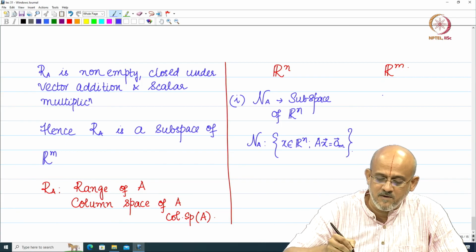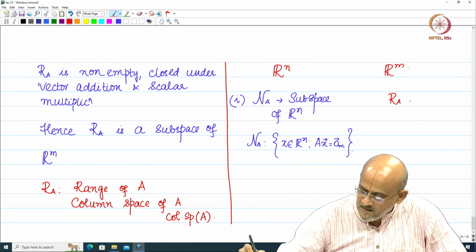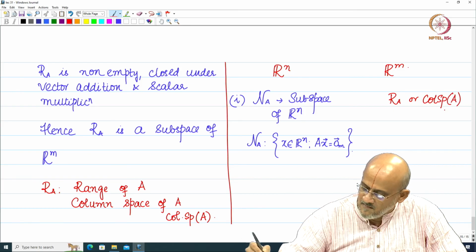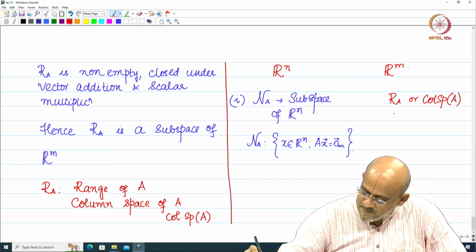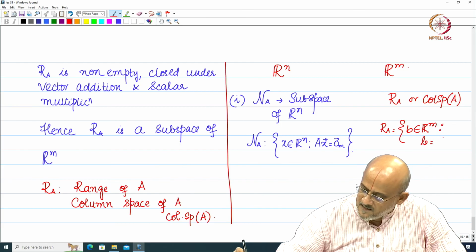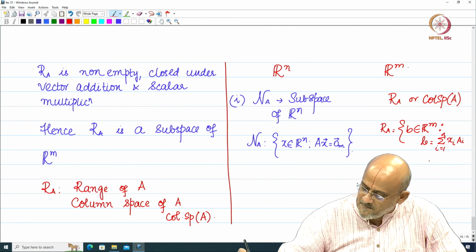And on the R m side, what did we have? We had the range of A or column space of A, which is nothing but a subspace of R m. So, what are we looking for? We are basically looking for R A to be the set of all those B vectors which are in R m such that B can be written as the linear combinations of columns of A, summation of x i a i, i is equal to 1 to n, which is the same as saying B is equal to Ax.